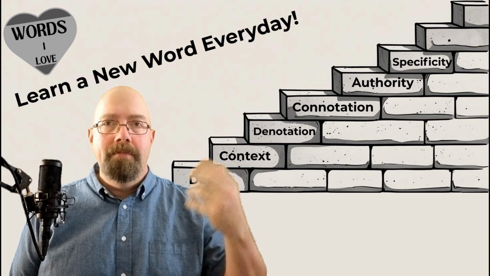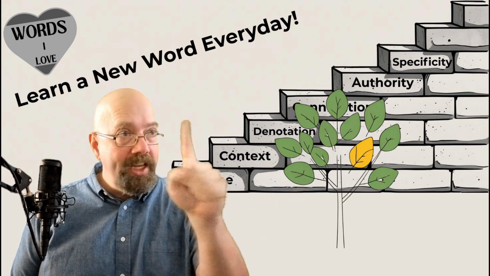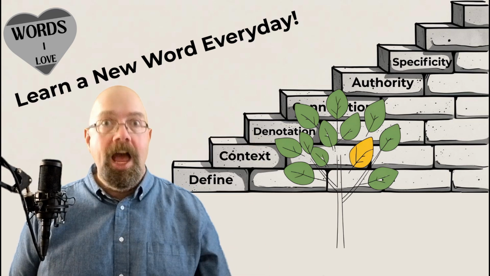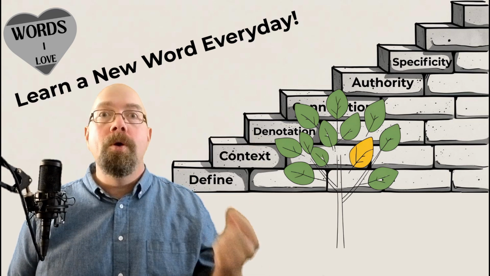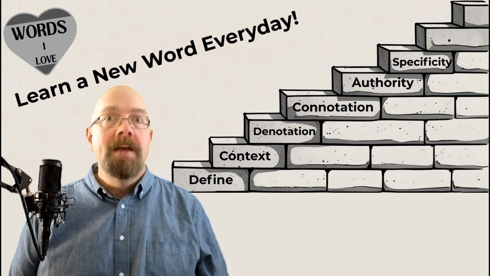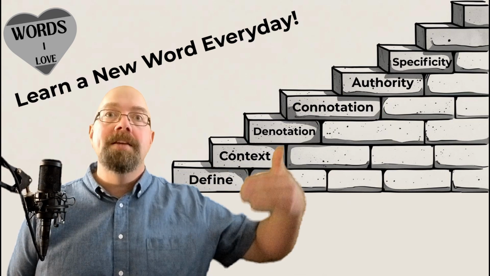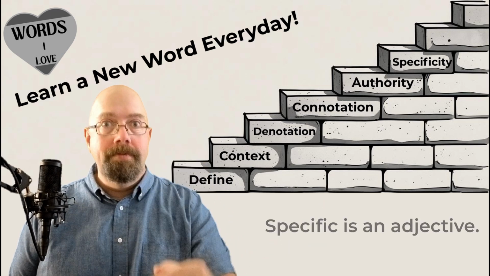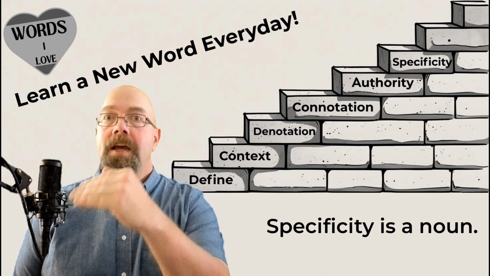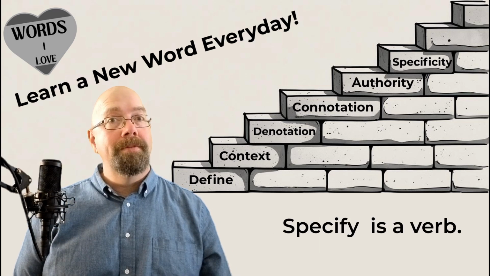Think of a tree. A tree has many leaves. If I want to talk about one leaf out of those many leaves, I have to be specific when I describe what leaf I'm talking about. Specificity is the quality of being specific. Specific is an adjective, specificity is a noun, and specify is a verb.